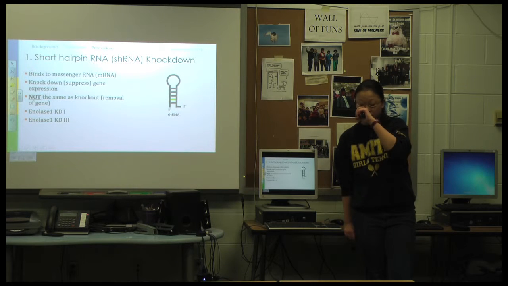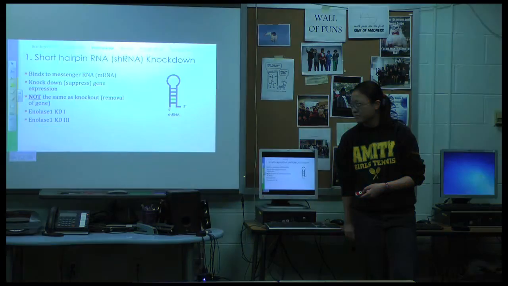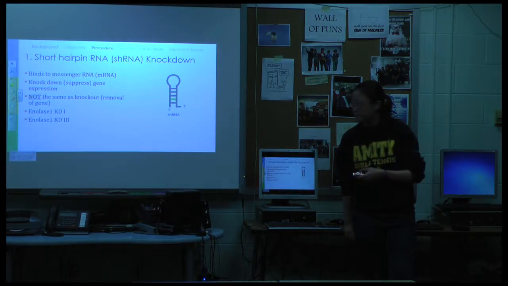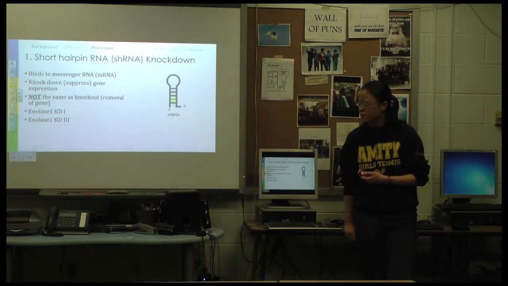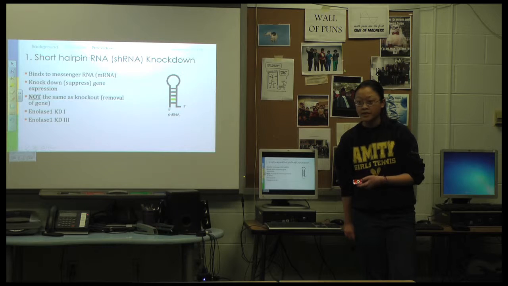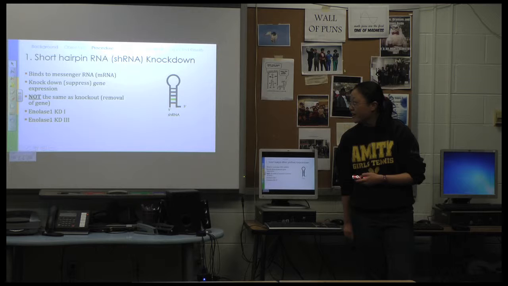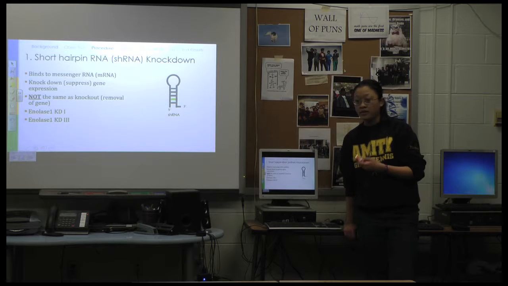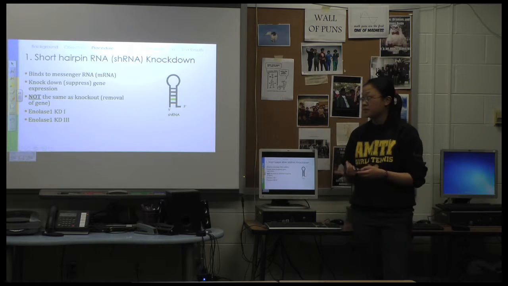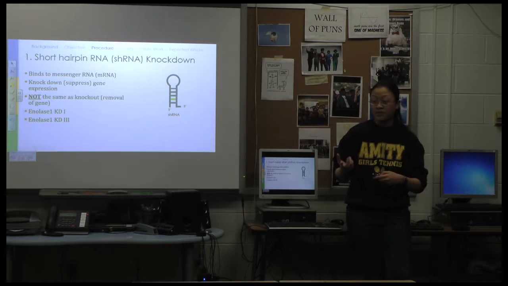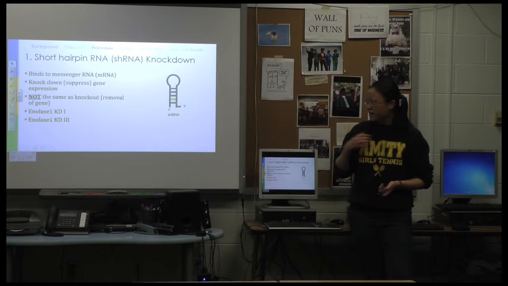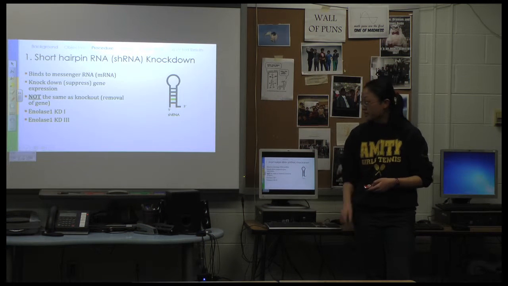So to do that, the first thing we're going to have to do is suppress enolase. We're going to do that by using something called a short hairpin RNA, which is basically a short strand of RNA that looks like a hairpin. It binds to the messenger RNA that codes for enolase and suppresses expression of that gene, so it's not translated into the enolase enzyme.